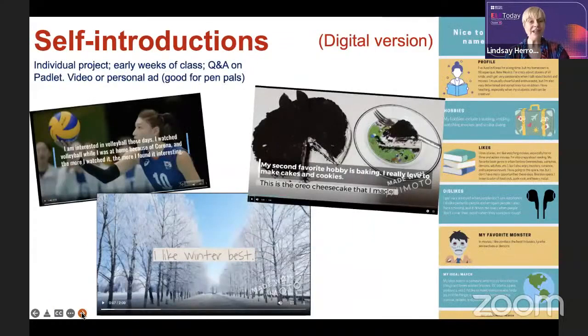We've done self-introduction videos, actually not just videos, but also personal ads using Canva. So students get to introduce themselves, talk about their favorite hobbies, their interests. They discussed it together, Q&A on Padlet. For the personal ads, like you can see over here on the right, we actually use those as the basis for pen pals. So we posted all of the personal ads on a Padlet for each of my classes, and then they found a pen pal in a different class and had to write to them throughout the semester. But again, you can see the multimodal elements there.